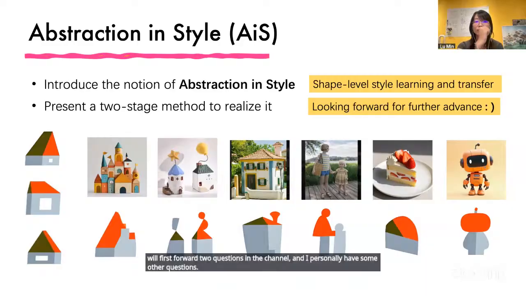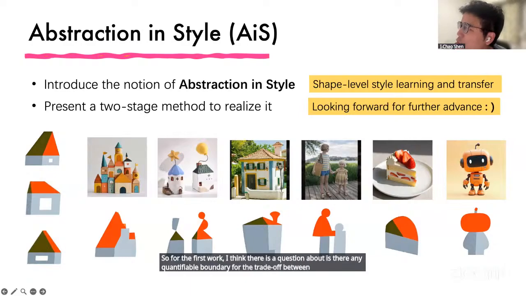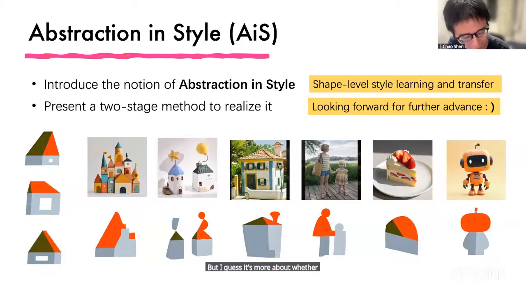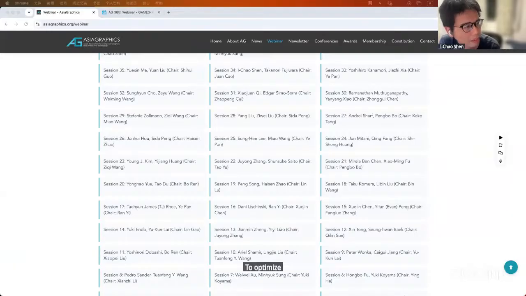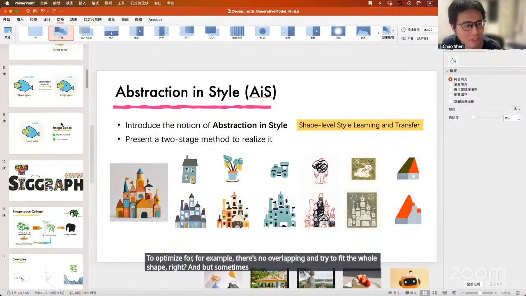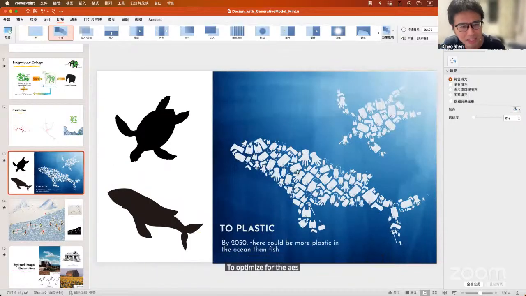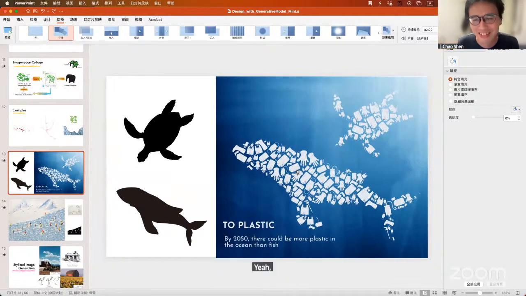For the first work, there's a question about whether there is any quantifiable boundary for the trade-off between data fidelity and visual aesthetics. I guess it's more about the optimization result. You have some loss function to optimize, for example, no overlapping and fitting the whole shape, right? But is there any way to optimize for the aesthetics as well, for the packing result? I'm trying to interpret the question.